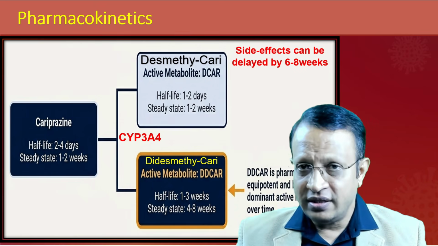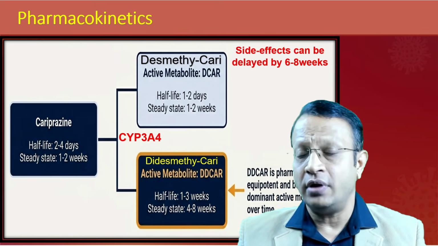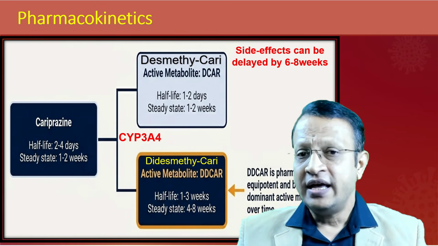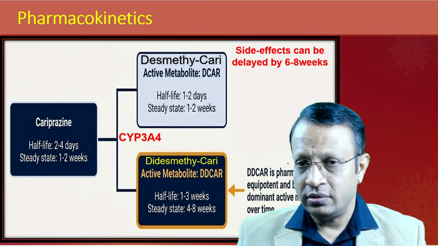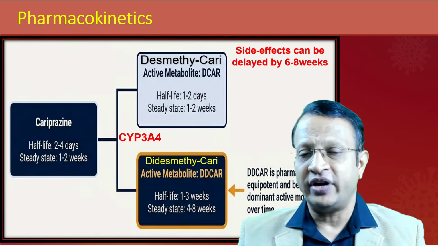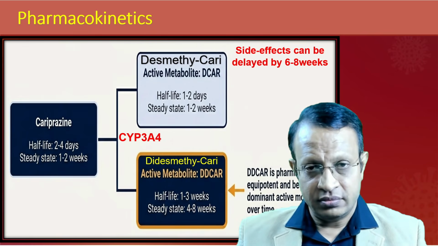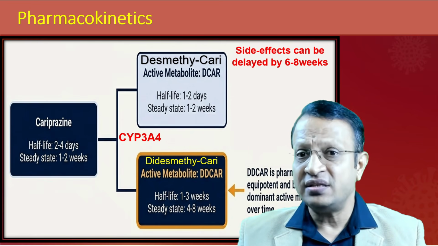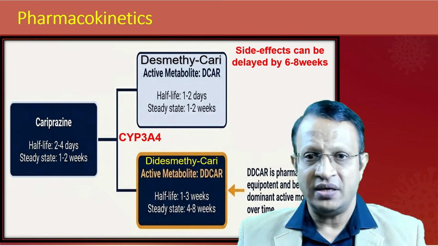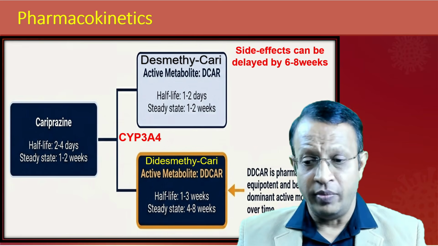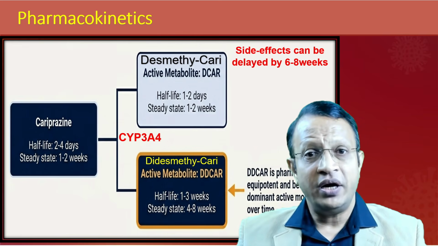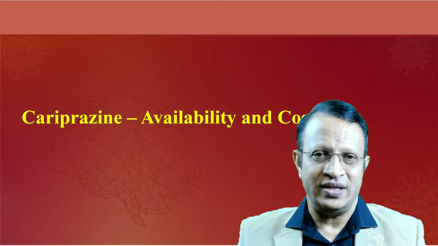That means the side effects can be delayed up to 6 to 8 weeks because this DDCAR may accumulate over a period of time. At the end of 2 months, you can see side effects, maybe akathisia or EPS. Hence, you may not see the side effects immediately, but it may appear at the end of 2 months.